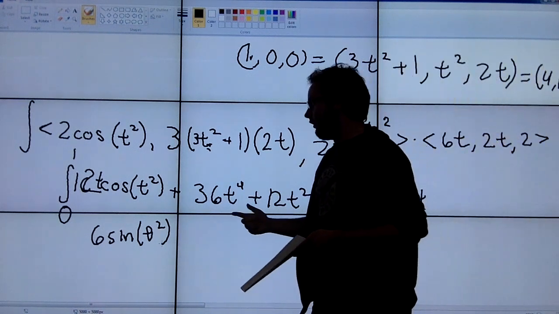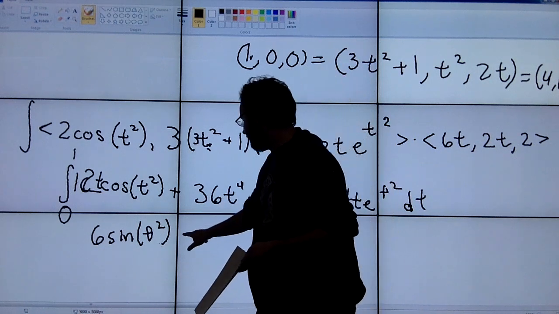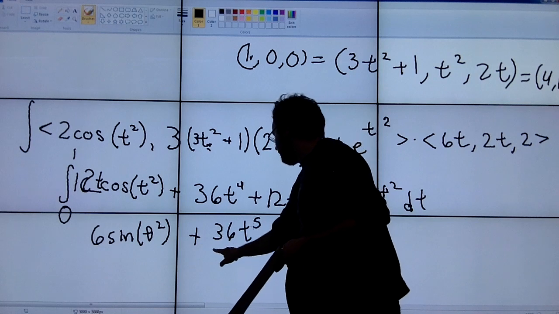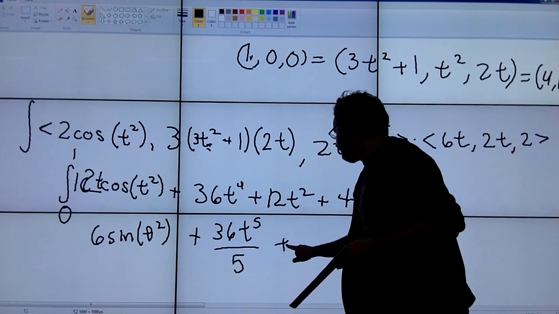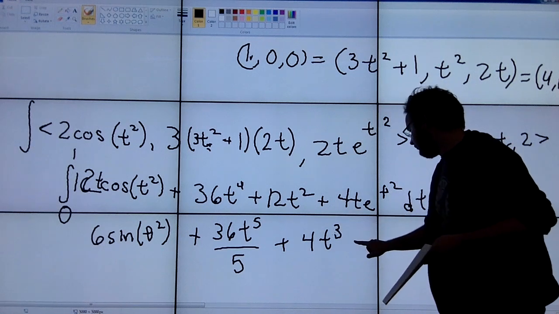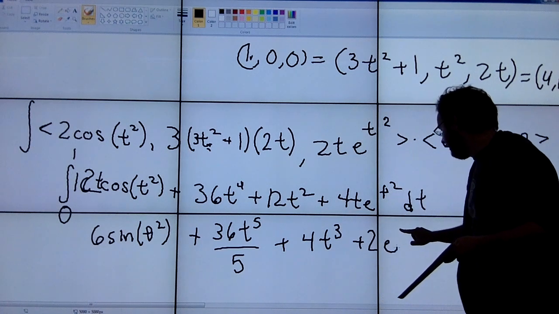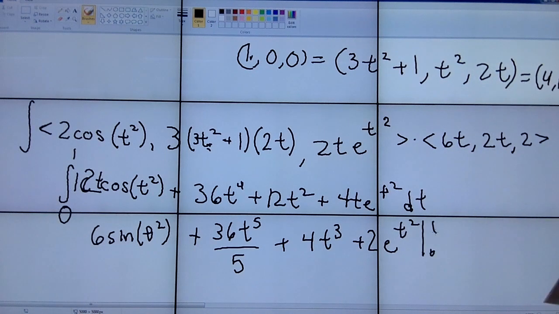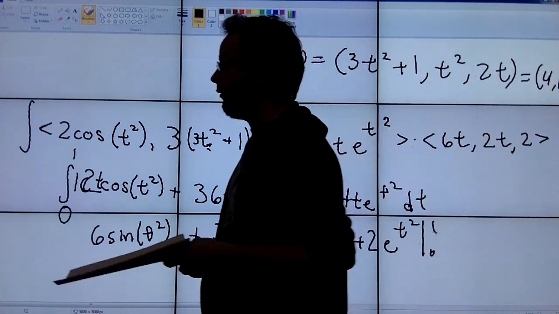I'm just going to set up this integral and let you evaluate it on your own, but I'm kind of halfway down with this one. 36t to the 5th over 5 plus 4t cubed. And the integral of this would be 2e to the t squared. And then you would evaluate this from 0 to 1. Is that all good? Plug in your upper bound, plug in your lower bound, find the difference.